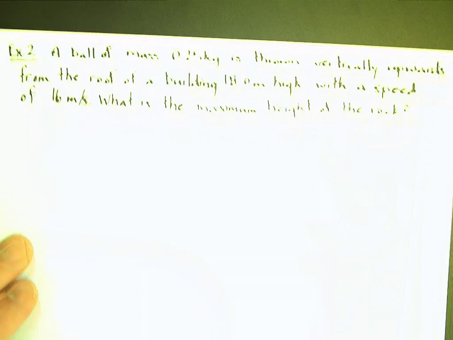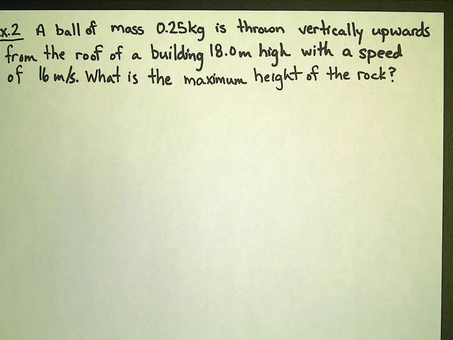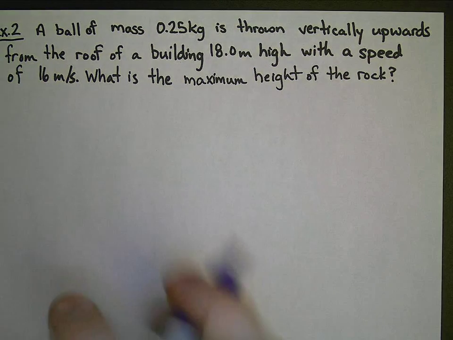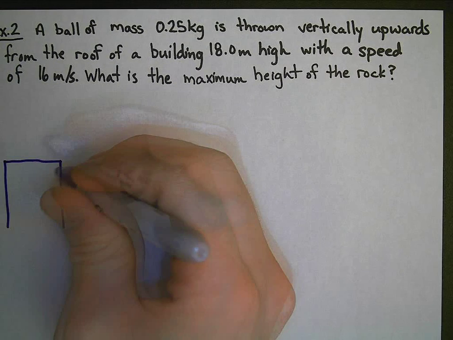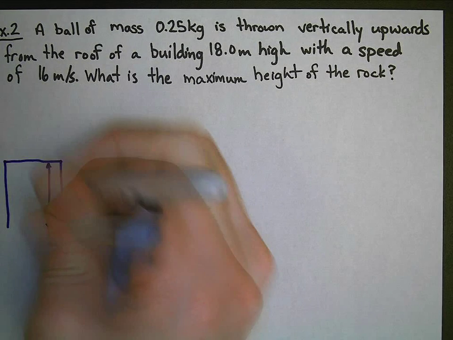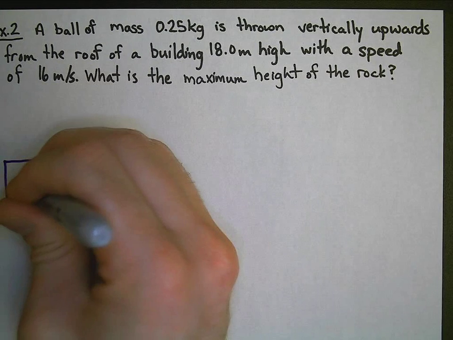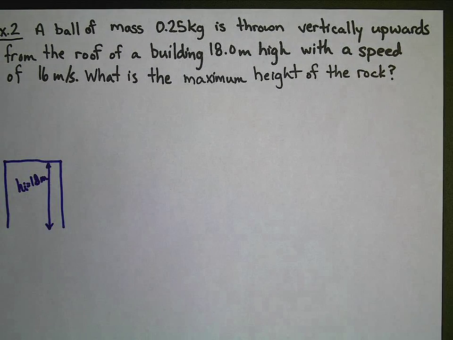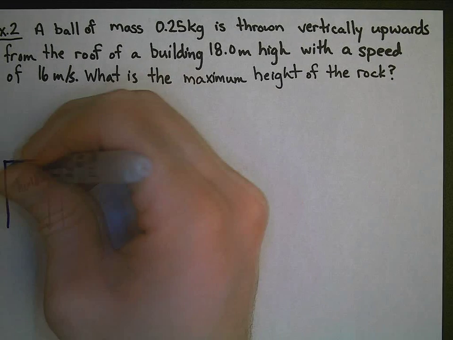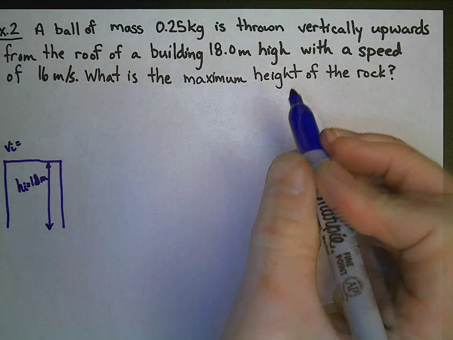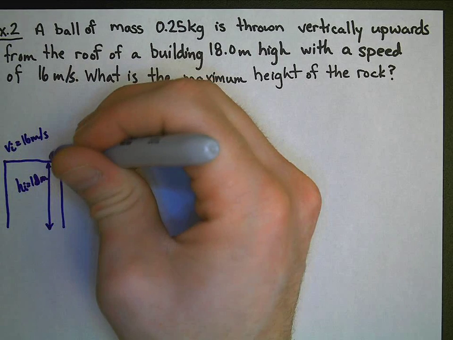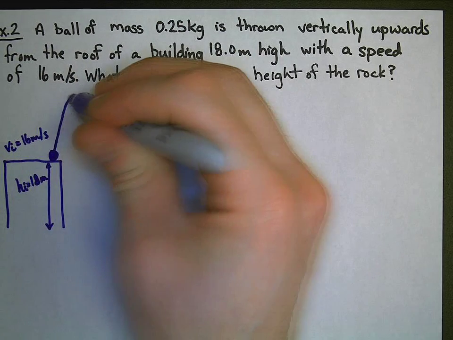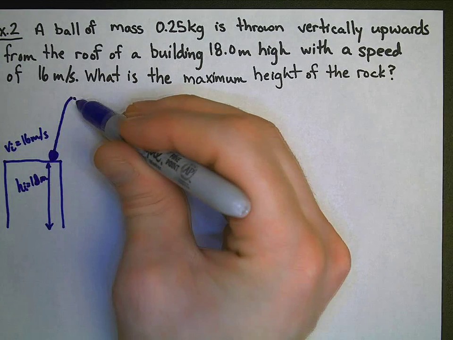In example 2, we have a ball that has a mass of 25 kilograms, and that ball is thrown vertically upwards from the roof of a building that is 18 meters high. So that tells us that our initial height is 18 meters, with an initial speed of 16 meters per second. It's thrown vertically upwards to a maximum height, and then it will eventually come back down again.